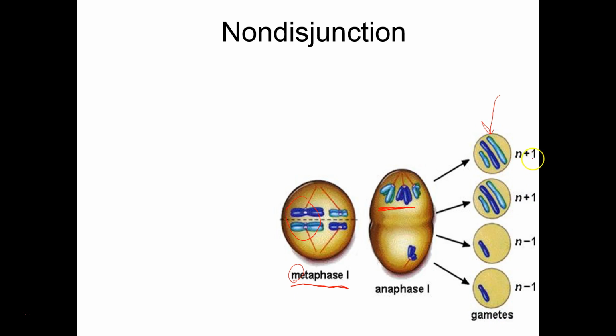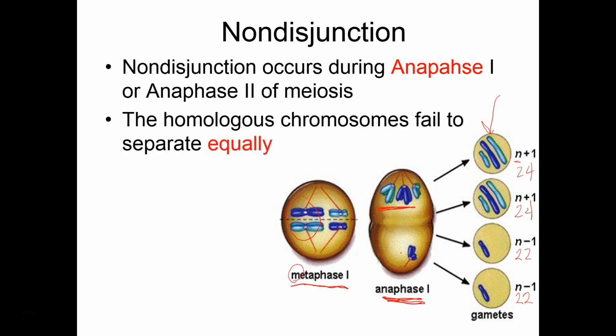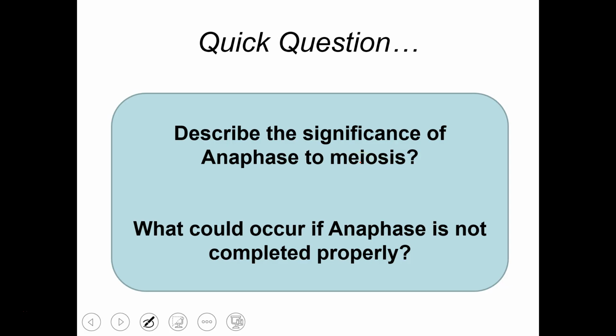So this is N plus 1, so like 23 is our N number plus 1, so this one would have 24. N plus 1 again, 24. N minus 1 would be 22, and N minus 1 would be 22. And that obviously is just in humans. Non-disjunction occurs during anaphase 1 or anaphase 2 of meiosis. The homologous chromosomes fail to separate equally, so you can see here we've got 1 on this side and 3, where typically we would have 2 and 2.